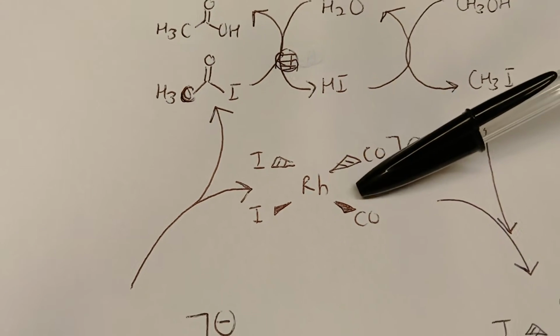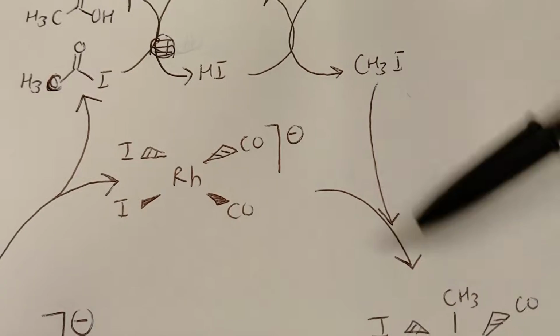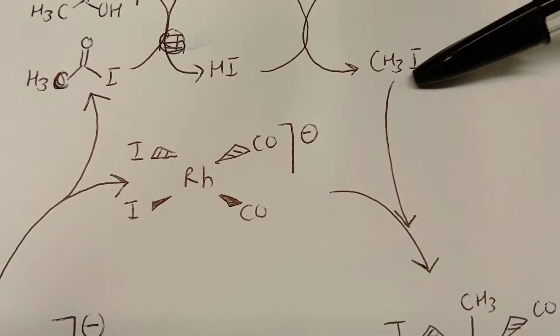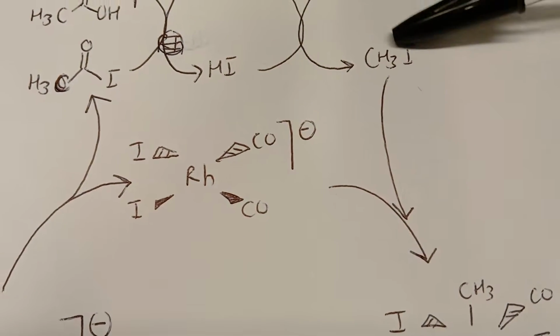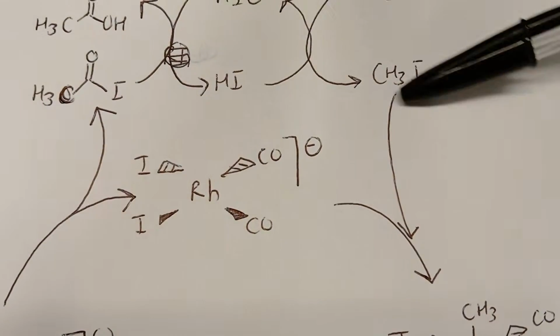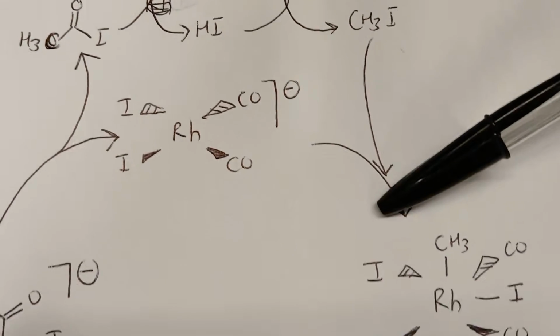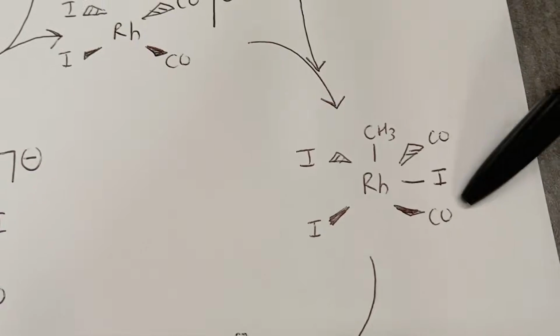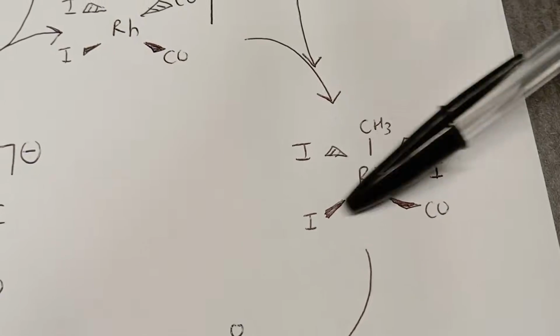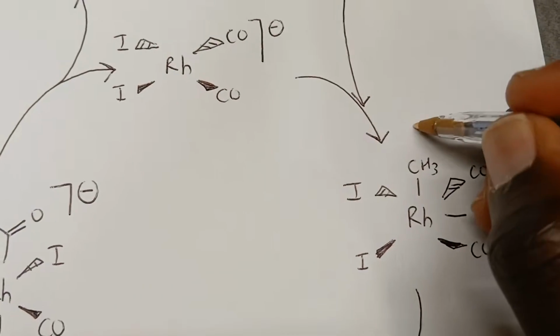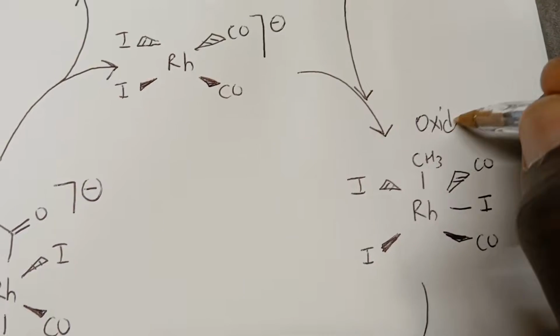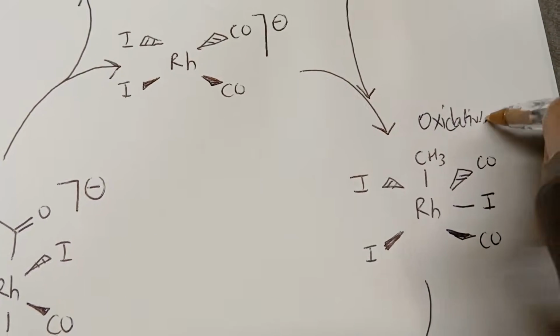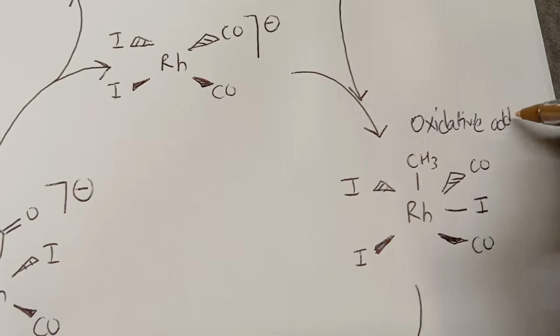So we start off with this catalyst, and then we initially add methyl iodide, which is this compound CH3I, directly to the catalyst, and this favors the formation of an oxidative addition reaction. So I'm going to write that down. Oxidative addition.